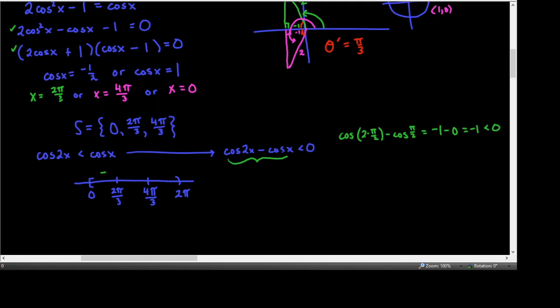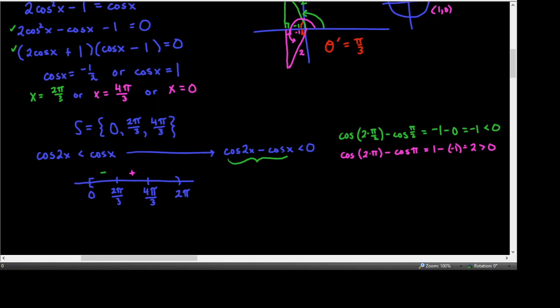All right. Now between 2 pi over 3 and 4 pi over 3, I'm going to use pi. So I'm going to substitute into that expression cosine of 2 times pi minus cosine of pi. Cosine of 2 pi, which is coterminal with 0, is 1, minus cosine of pi is -1. Of course, that's 2, and that's a positive result. So we put a positive here.